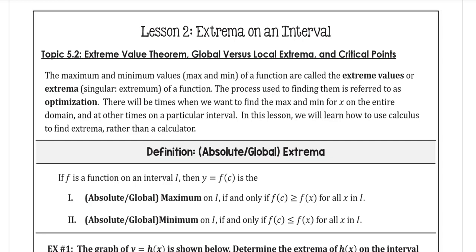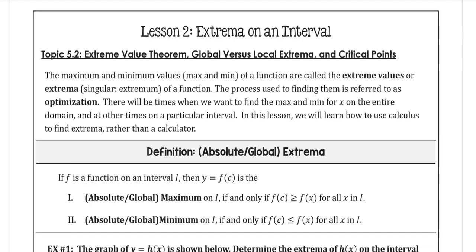The process of finding them is called optimization, and we've all done lots of optimization problems. We want to optimize profit. We want to optimize production so we have the least cost. So that's what we're looking for, the maxes or the mins. There will be times when we want to find a max or a min on an entire domain or just on a particular interval. So we are going to learn in this section how we can do that without looking at a graphing calculator.